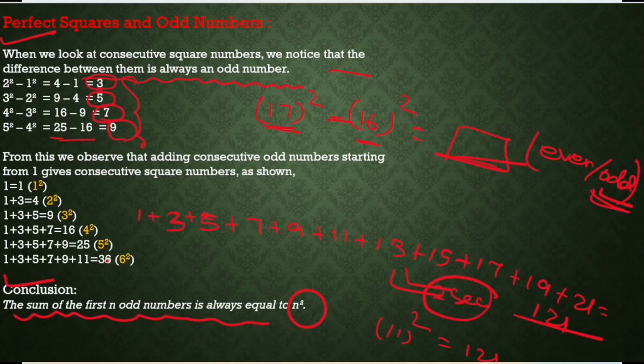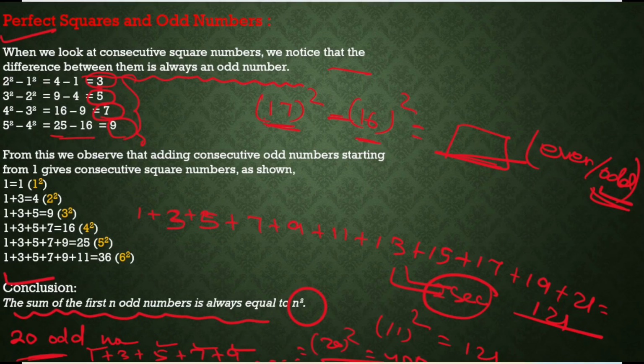Now if you have a question: find the sum of the first 20 odd numbers. That means 1 plus 3 plus 5 plus 7 plus 9 up to the 20th odd number. So what is the sum? 20 square, which is 400. Clear?